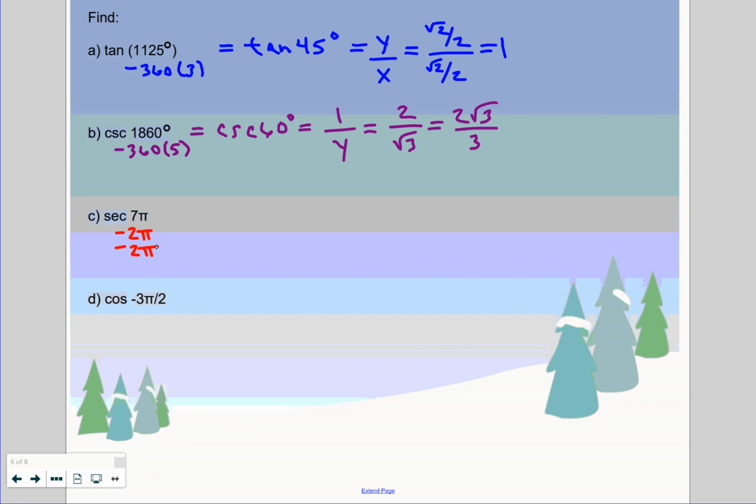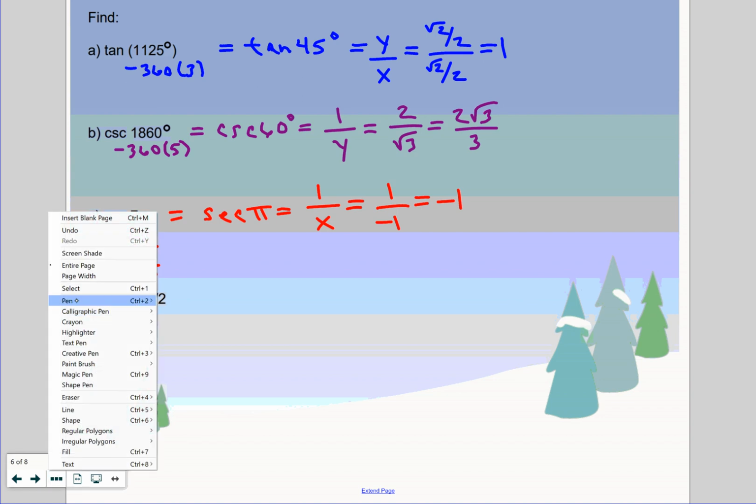If I subtract 2 pi once, I get 5 pi. If I subtract 2 pi again, I get 3 pi. If I subtract 2 pi again, I get 1 pi. That is on my unit circle, secant of pi. Secant is the reciprocal of cosine. Cosine is my x-coordinate. So what we're going to think about is what's my x-coordinate at pi. Now pi is one of the easy ones. Pi is just to the left 1 unit. So if I go left 1 unit on my quadrants, what's my x-coordinate going to be? My x-coordinate is going to be -1. So 1 divided by -1, the secant at pi is -1.